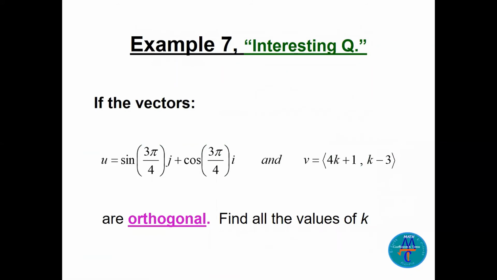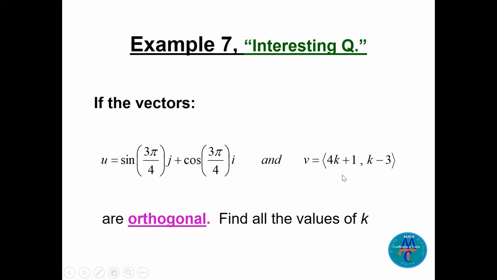This is an interesting question. If the vectors u and v are orthogonal, find all the values of k. We have the vector u, sine 3 pi over 4 j plus cosine 3 pi over 4 i. Now there is a little trick here in the arrangement. And v is 4k plus 1, k minus 3.